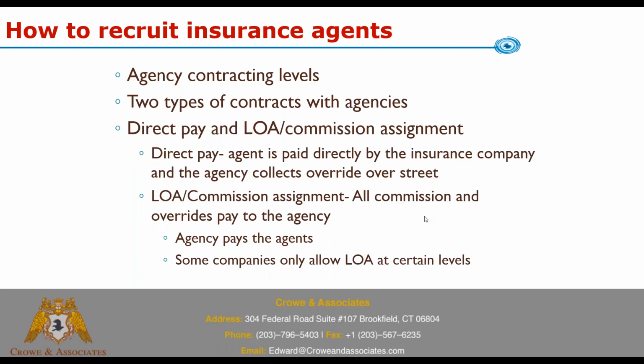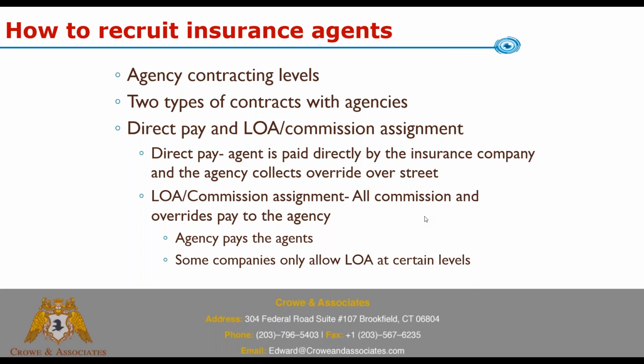Okay, so when we talk about recruiting agents, the first thing to know is that when you're going to be an agency level contract, that first bullet's a little misleading. There are more than 2 levels above street contracts, but there are 2 types of contracts. I should have typed that differently. There's a direct pay contract and an LOA commission assignment contract. So when you're recruiting agents, if you're set up as an agency, and by the way, you can be an agency as an individual or with a licensed entity, you can do it either way. We'll talk about that more later. But when you're set up and you have sub-agents, they can be paid one of 2 ways. They can either be a direct pay agent.